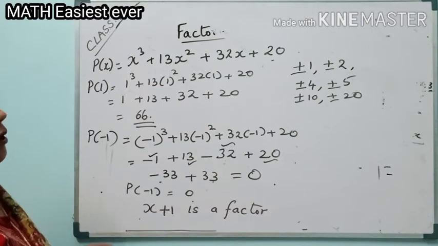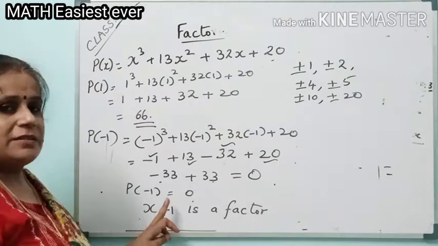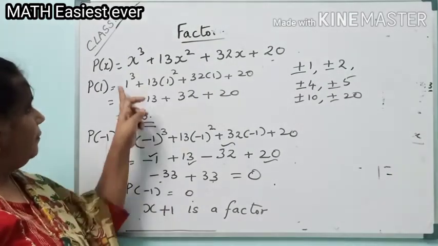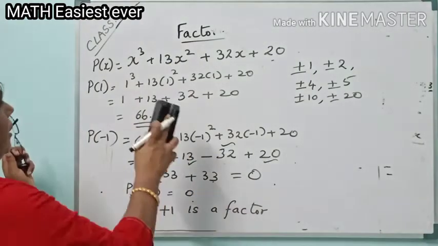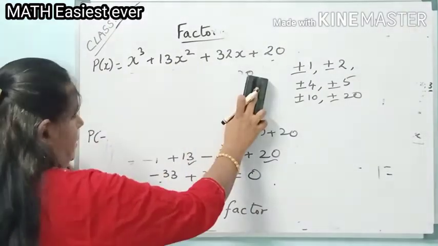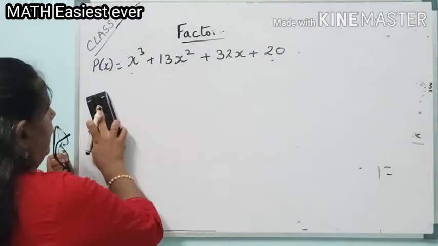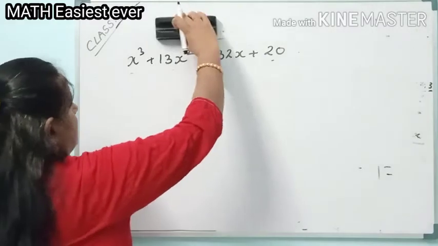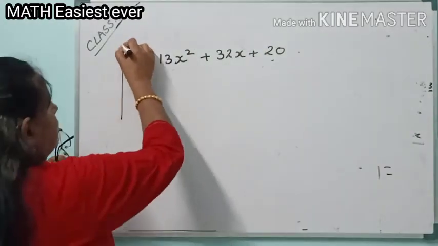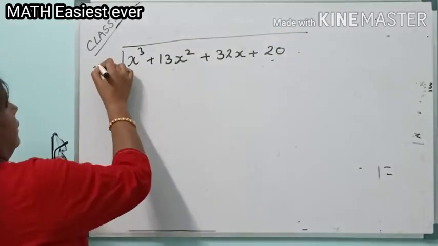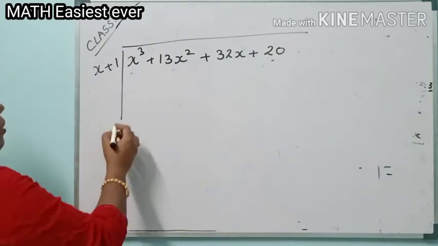So what is your next step? You got one factor. The next step is to take this x plus 1 factor and divide the cubic polynomial with it. The polynomial is x cube plus 13x square plus 32x plus 20. I am going to divide it with x plus 1 because we got P of minus 1 equal to 0. So we have to write x plus 1. Well, how will you divide this?